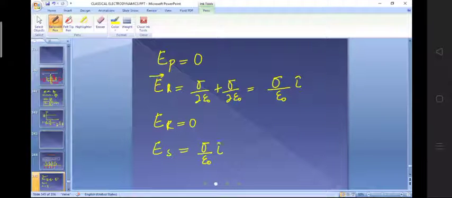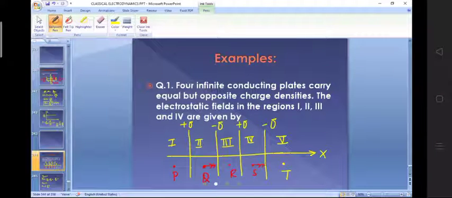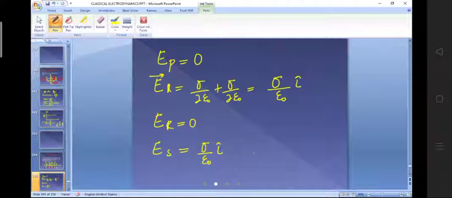Okay. Now there is one last point. Suppose here we have one more point, and that point is T. So what is the electrostatic field at the point T? It will be because of plus sigma towards right, because of minus sigma towards left, because of plus sigma towards right, because of minus sigma towards left. The field at the point T will be again equal to 0.